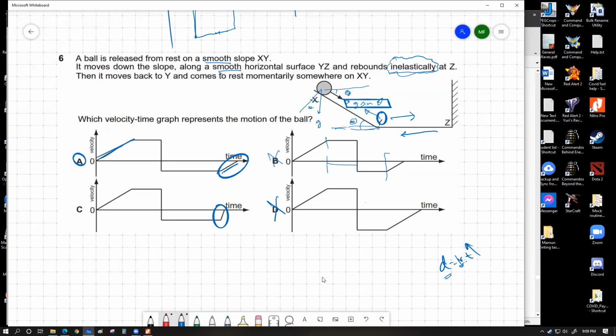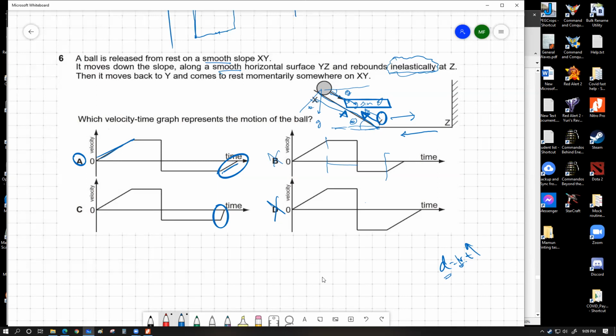Sir, why will they be parallel? Because the component of gravitational acceleration that causes the speeding up in the XY direction is the same component that causes the deceleration in the YX direction, because the slant is the same. Yes, sir. So because the slant remains the same, these two components should be exactly the same, which means the acceleration and in this case deceleration, the slowing down, should have the same gradient. That's why A is the correct response. These two sides should be parallel.